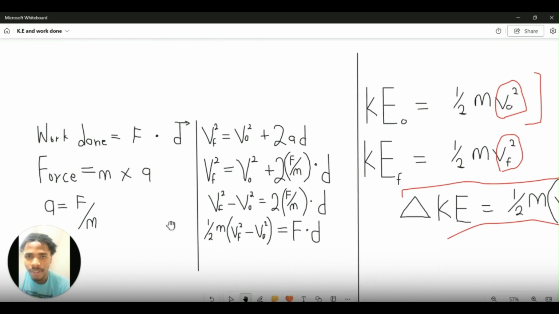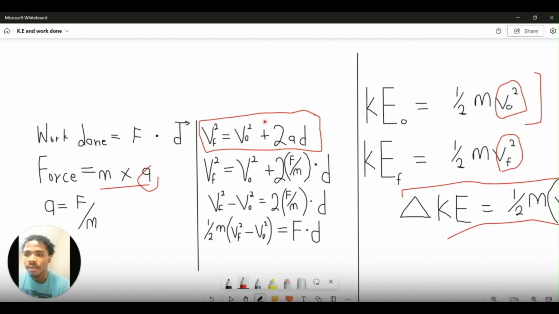So we already understood that the work done is the force times the distance or displacement in the direction of the force. And we already know that force is equal to mass times acceleration. So if you make acceleration the subject of the formula, acceleration is equal to force over mass. Now let's use the kinematic equations. One of our kinematic equations states that vf squared is equal to v0 squared plus 2ad, where d is the distance and a is the acceleration.